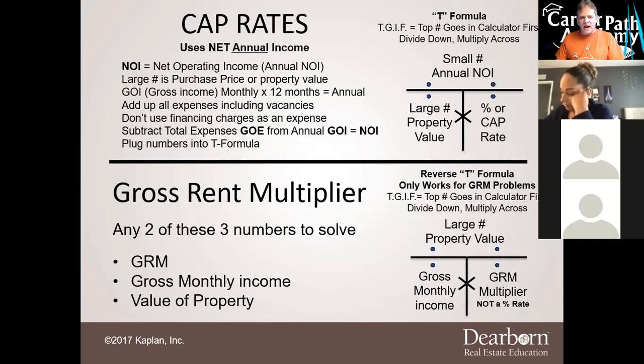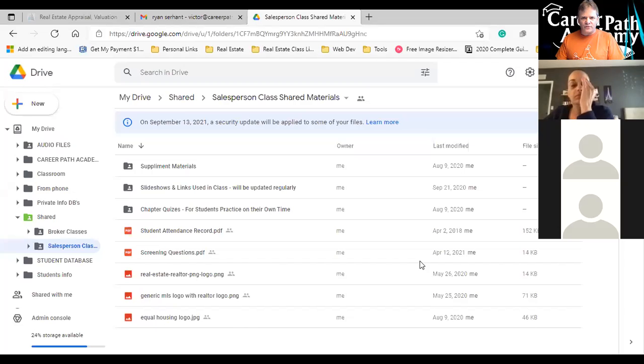Now, in the shared Google Drive that you're seeing in front of you, this is the link in that email that I sent you that takes you to the shared Google Drive. If you don't have that, send me an email, not a text message. Send me an email and I'll reply to it with the links again.